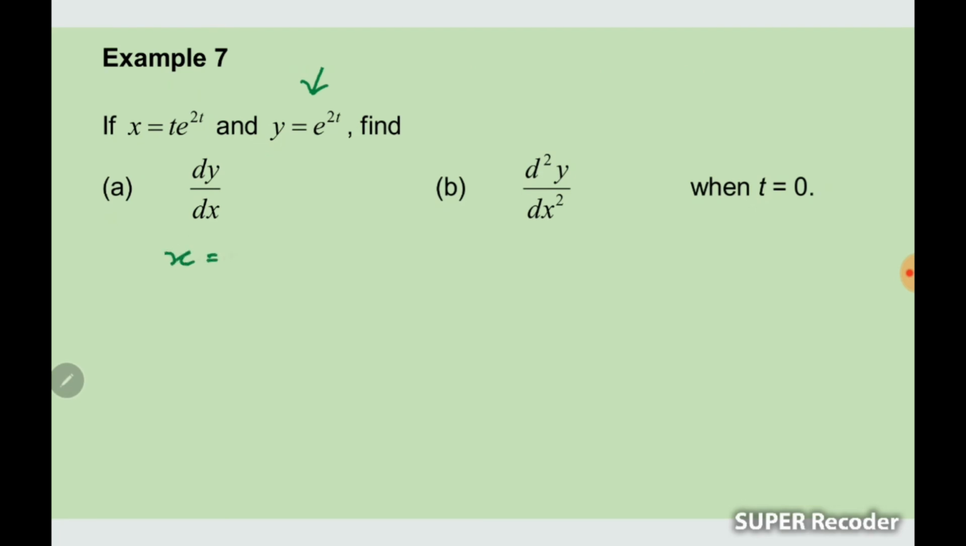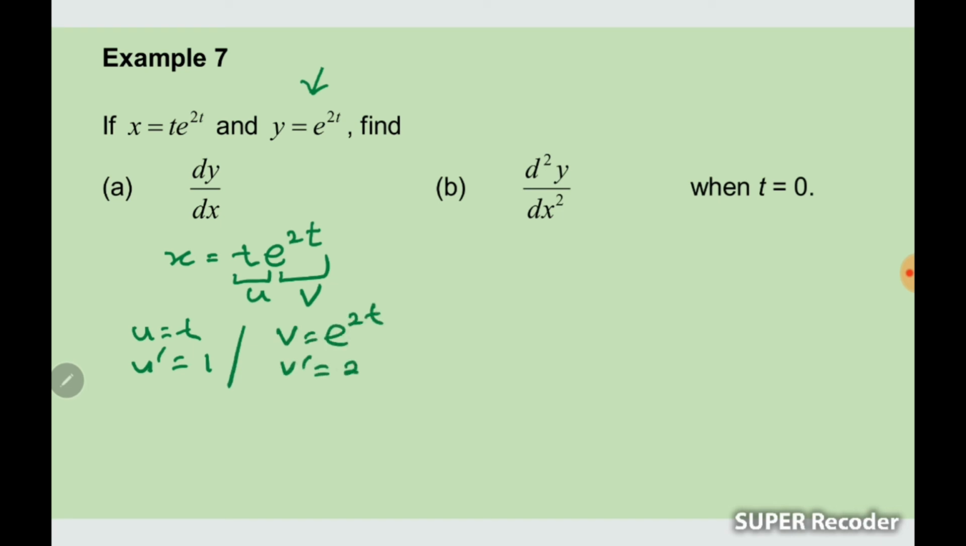If x equals t times e to the power of 2t, you have to let t equal u and e to the power of 2t as v. We will use the product rule here. So if u equals t, u prime equals 1. If v equals e to the power of 2t, v prime equals 2e^(2t).